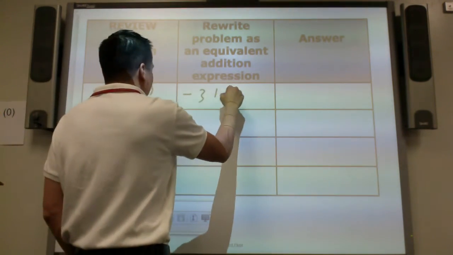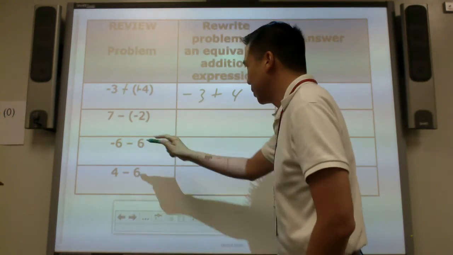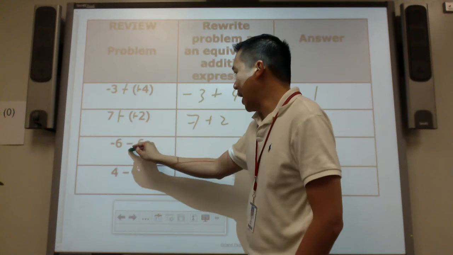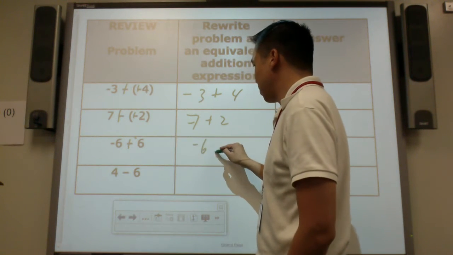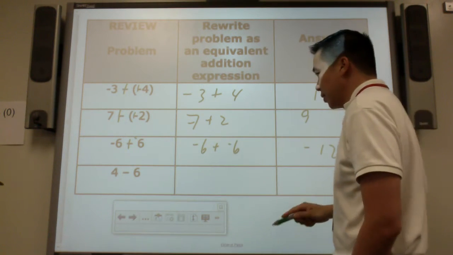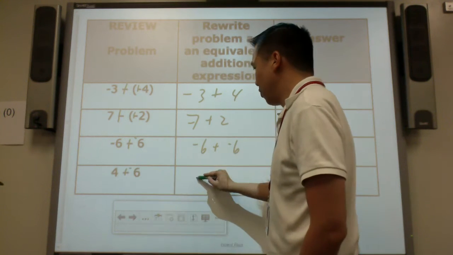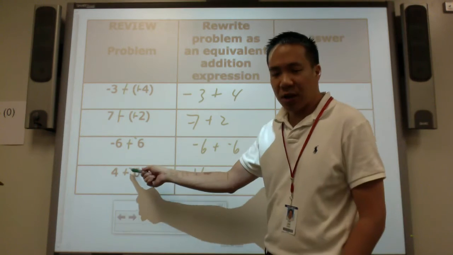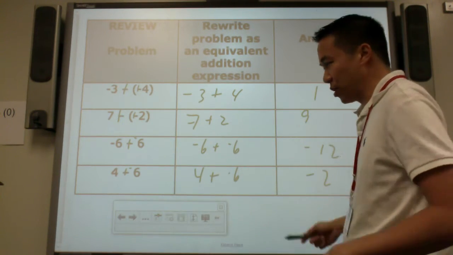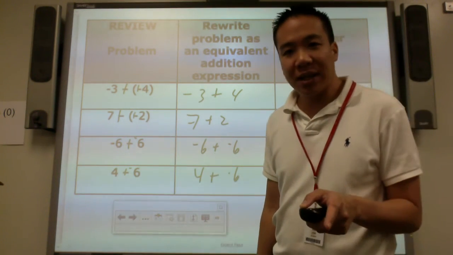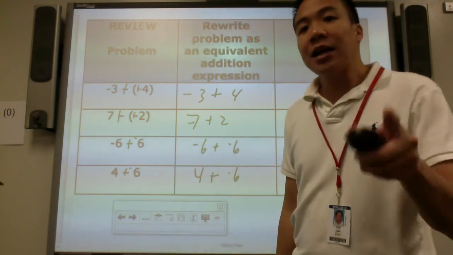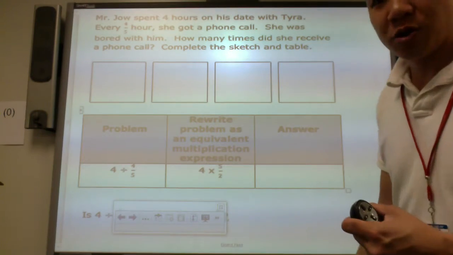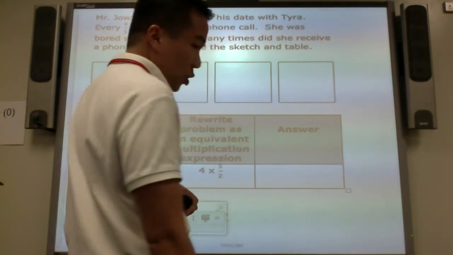So -3 plus 4 is what? Add the opposite, 7 plus 2 is 9. Add the opposite, -6 plus -6 is -12. Add the opposite, 4 plus -6 is -2. So a subtraction expression can be rewritten as an addition expression. Did you know a division expression can be rewritten as a multiplication expression? And that's what we're going to be focusing on now in our lesson with reciprocals.